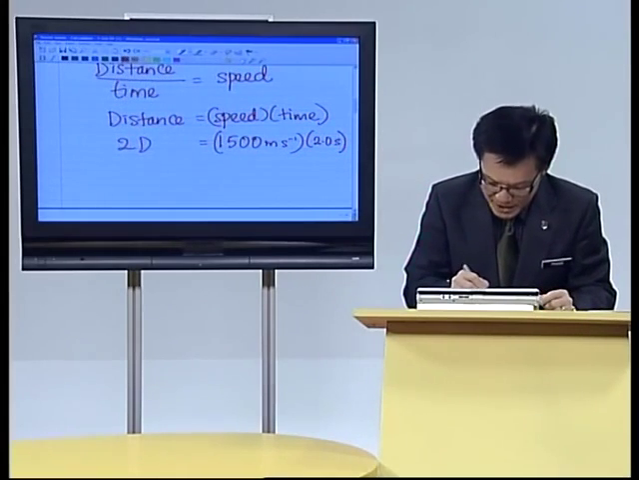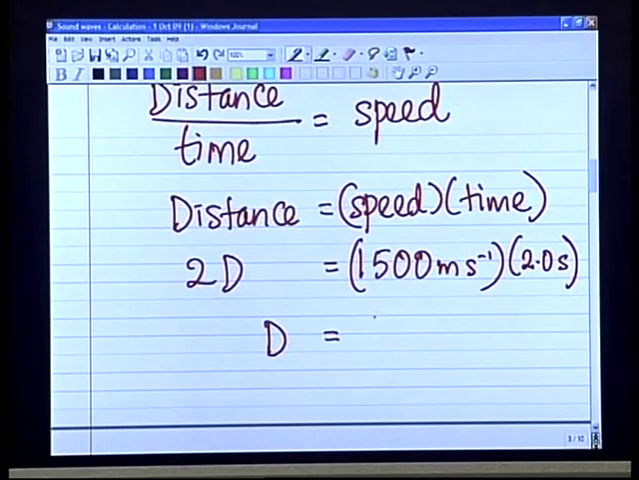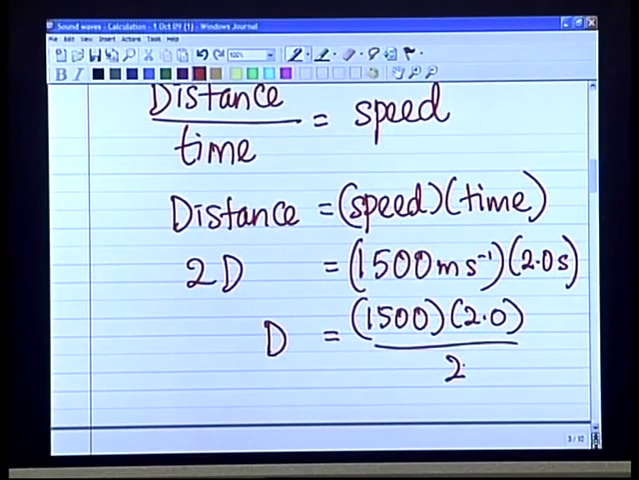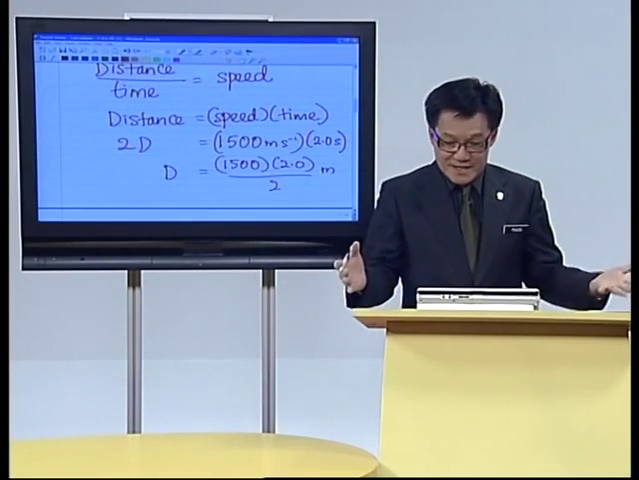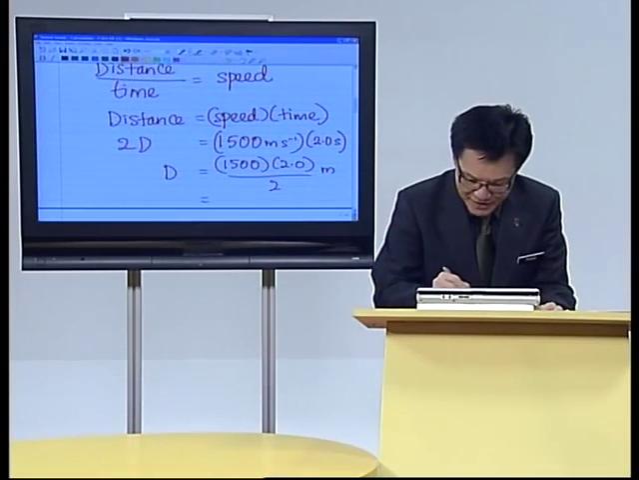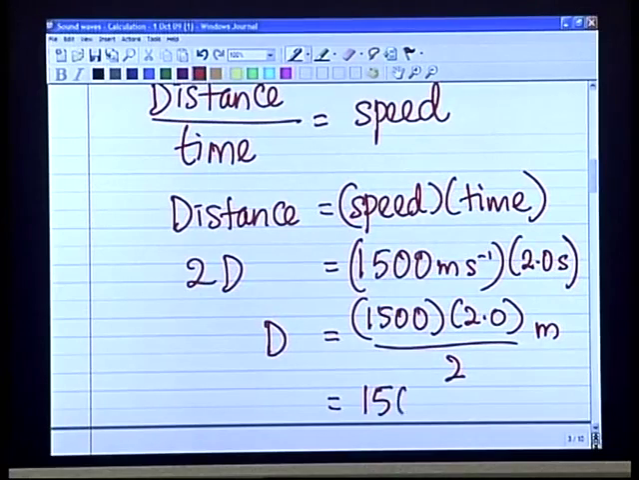Alright, so from here I would have D equals 1,500 multiplied by 2, divided by 2. Alright, and the unit is meters. So that is the distance. And the final answer is 1,500 meters.